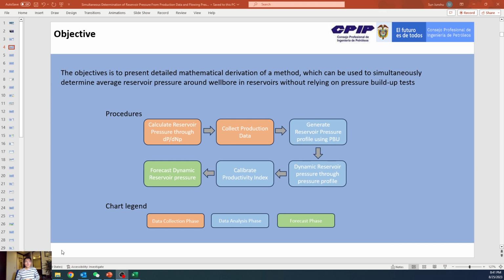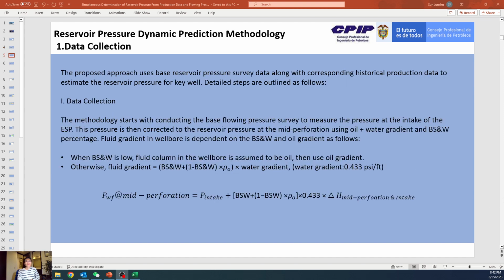Chart legend. Orange represents the data collection phase. Blue is the data analysis phase. Green is the forecast phase. Here is the reservoir pressure dynamic prediction methodology.